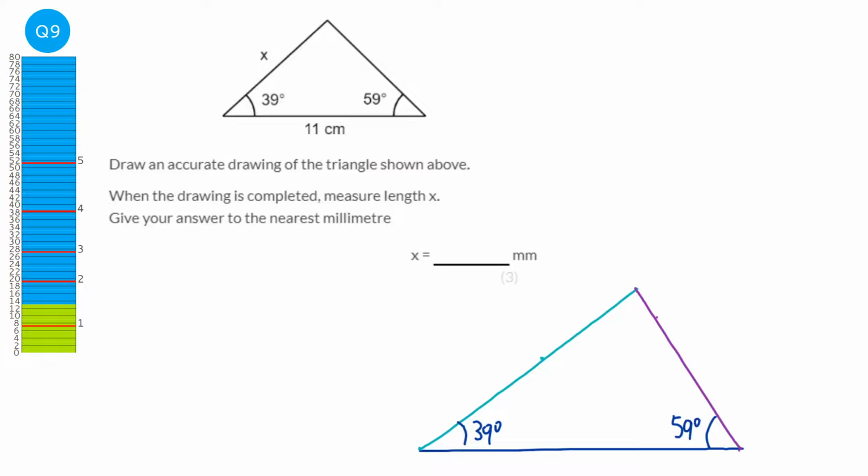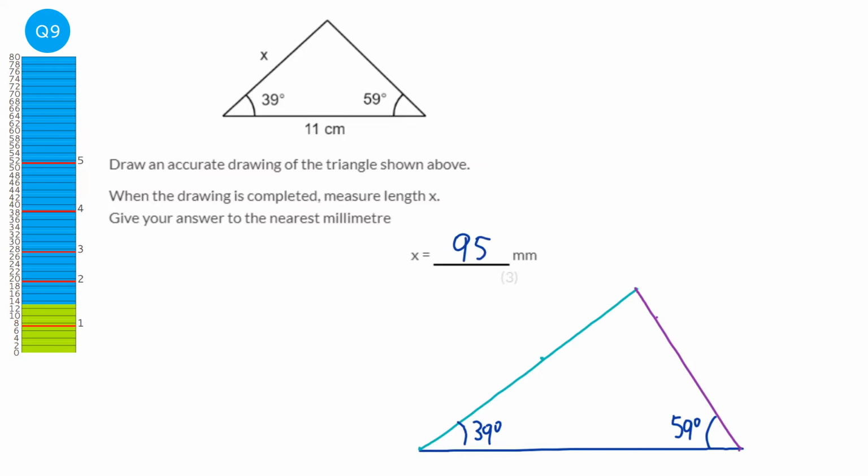And it says when it's completed, measure length x. So I'm going to get my ruler out and I'm going to measure this length here, this one here, and it is about 95 millimeters. So the answer for me is 95 millimeters.